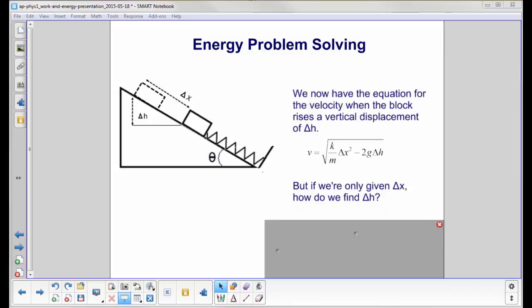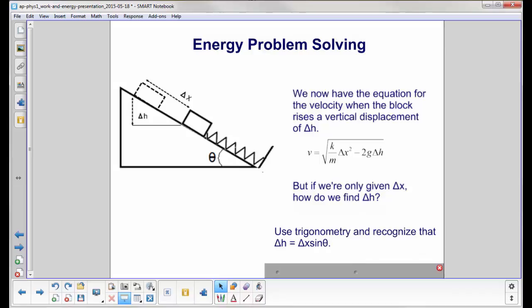We now have the equation for the velocity when the block rises a vertical displacement of delta h on this incline, and here it is. But if we're only given delta x, how far we compress the spring, how do we find delta h? Once again, trigonometry comes to the rescue, and you recognize that delta h, which is the side opposite the angle, is just going to be the hypotenuse, which is delta x, times sine of theta. And by using a little math from your geometry class, you can see that this angle theta is the same as this angle theta.